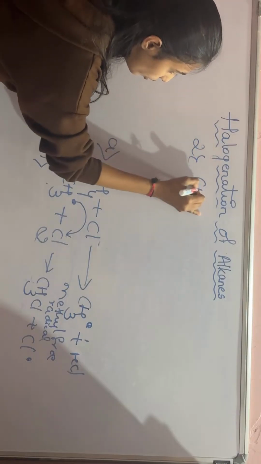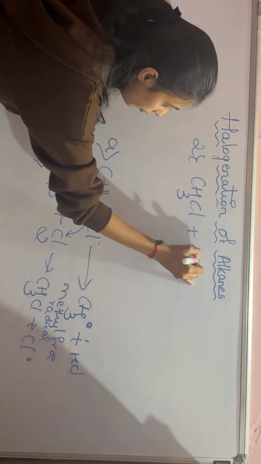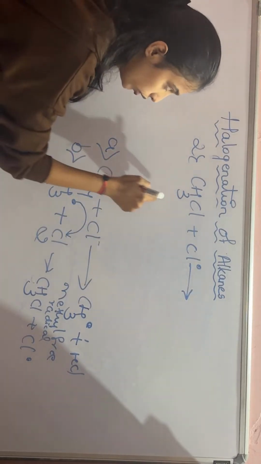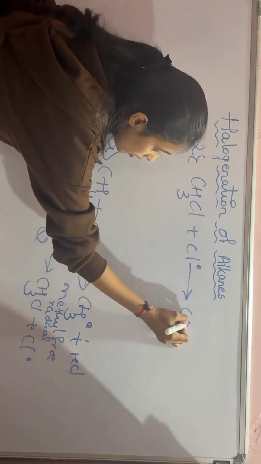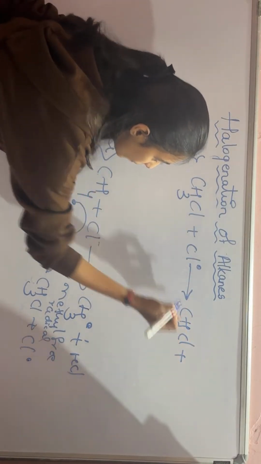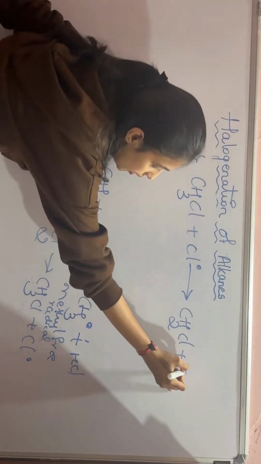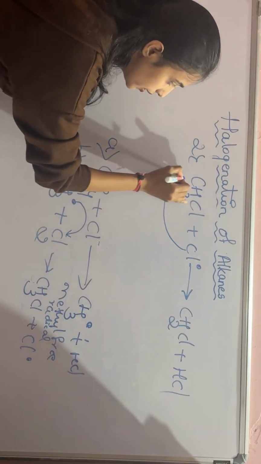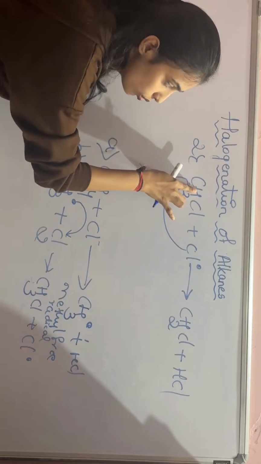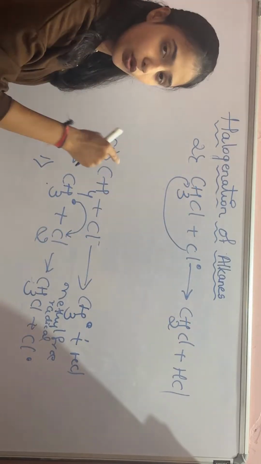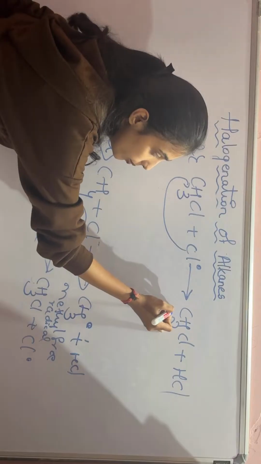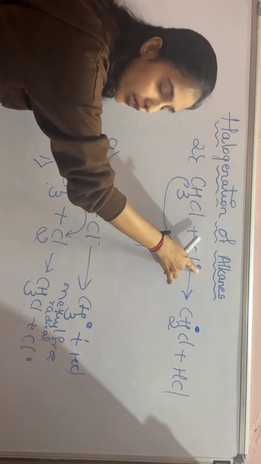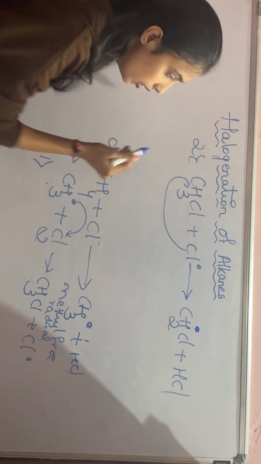This one is our first step, and the second step is whatever CH3Cl and the free radical was there. Now again that is going to react with this one to form CH2Cl plus HCl. So now what happened? The CH3Cl has reacted here so that one of the hydrogens has been eliminated. Now it will form the CH2Cl free radical. Whatever the free radical was here, now it has been transferred to this.